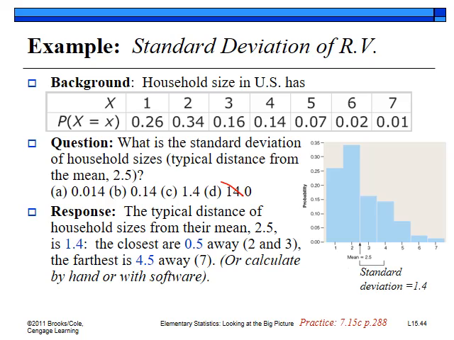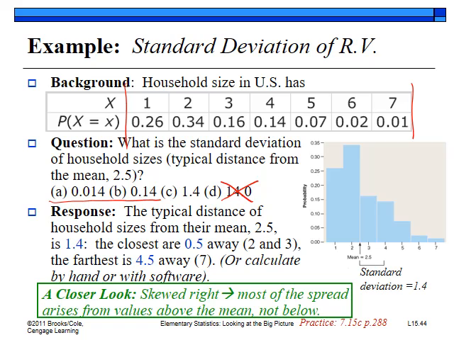If we go up and down by 14 from 2.5, we end up way beyond the limits of our possible x values, which go from 1 to 7. Similarly, if we go up and down from 2.5 by either of the two smaller responses, we don't even get the values of x that are near the mean, of 2 and 3. The only one that is a reasonable possible value for the standard deviation is 1.4. Again, as we mentioned before, if you look at the distribution, it does seem to be skewed right.